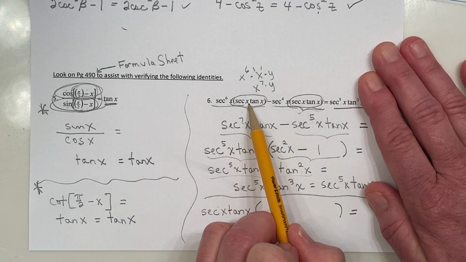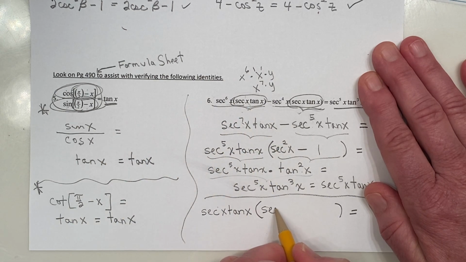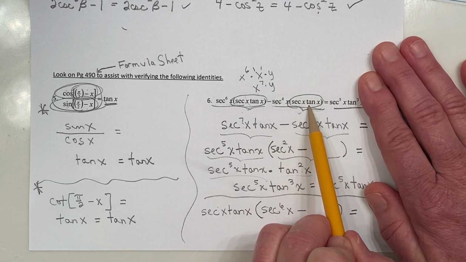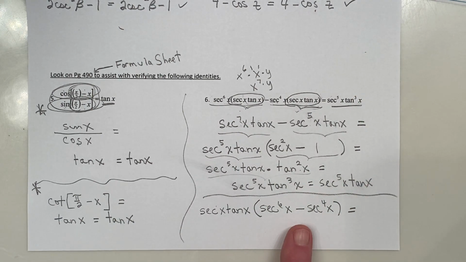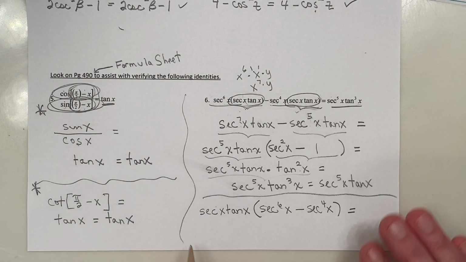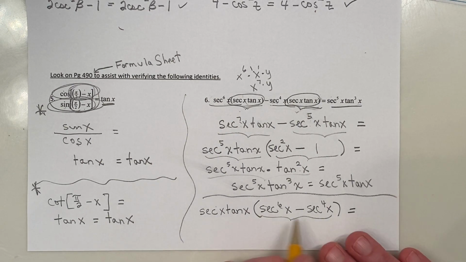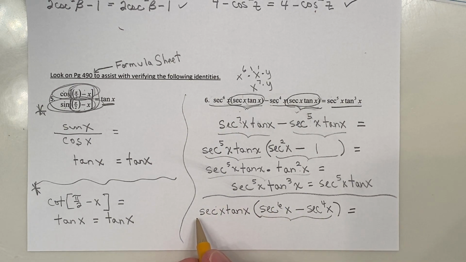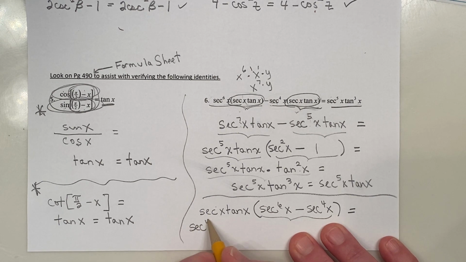Coming back up here, when I take out this factor, secant x times tangent x, I'm left with secant to the 6th x minus, and then when I take out secant x tangent x, I'm left with secant to the 4th x. And then I can see that right here, I still have another factor. What happens if I pull out secant to the 4th x and put it up front along with these other factors? So that's what I'm going to do next. Take out secant to the 4th x, but I'm still going to have these factors.